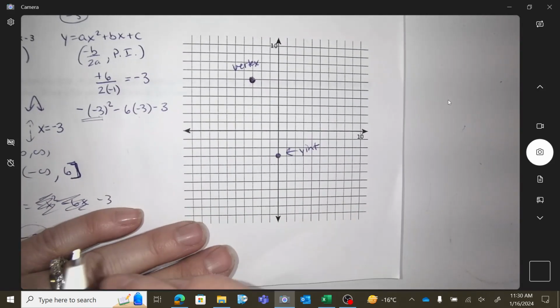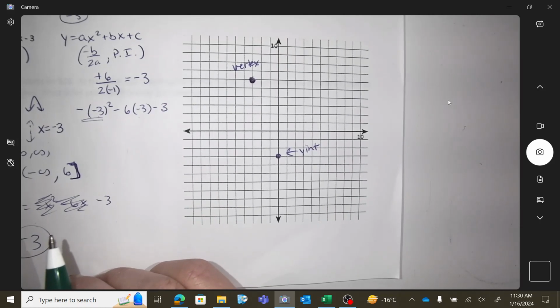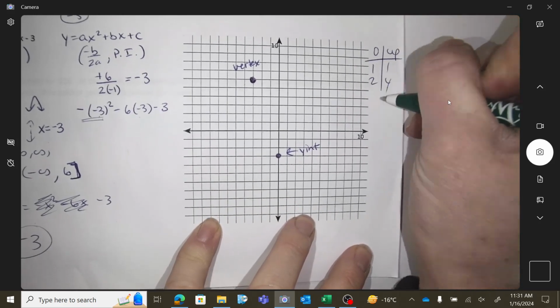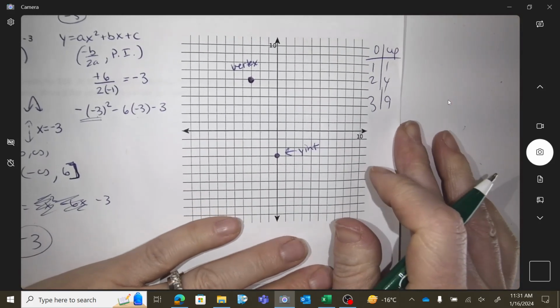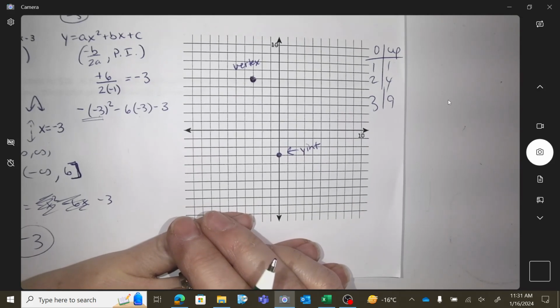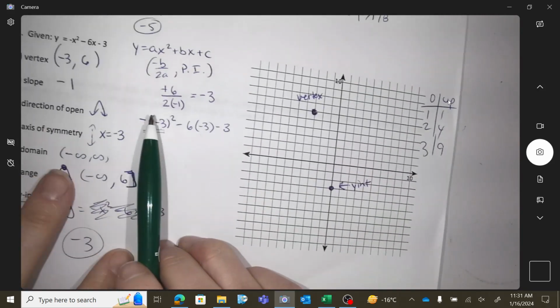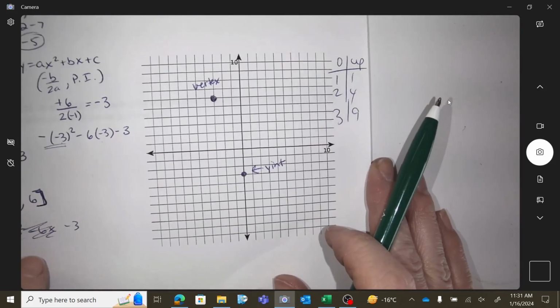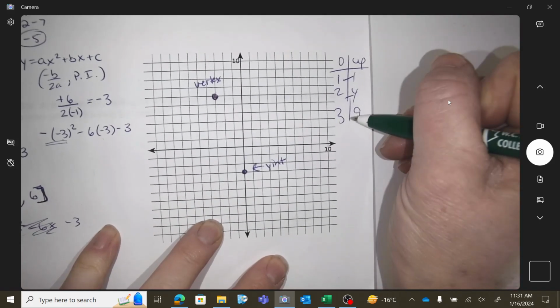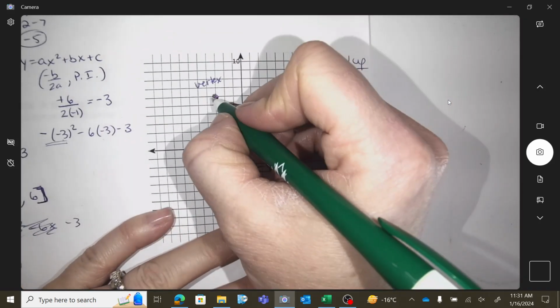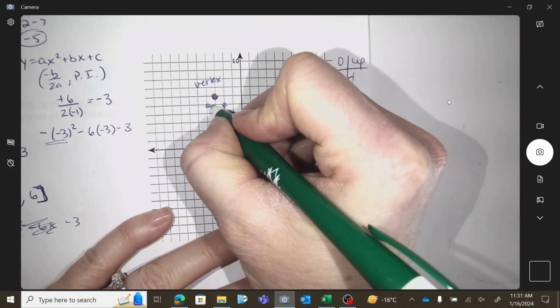So we put the vertex on there. I just put my y-intercept on there already as well. Okay, every pattern is based off of 1, 1, 2, 4, 3, 9, but your slope is -1. So what am I doing? I'm going to negate, times them by -1. So 1 over, 1 down.